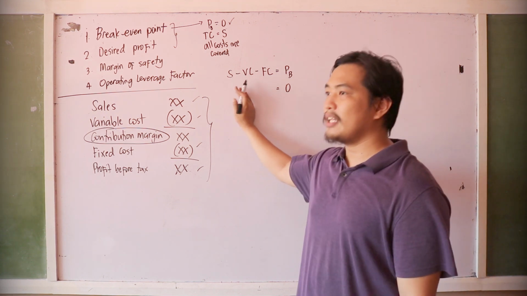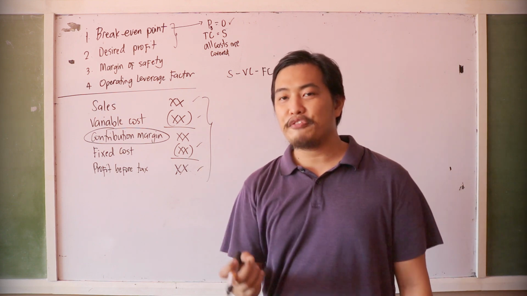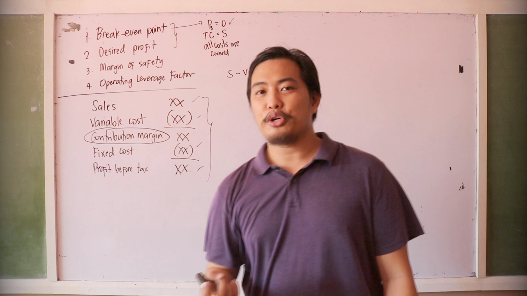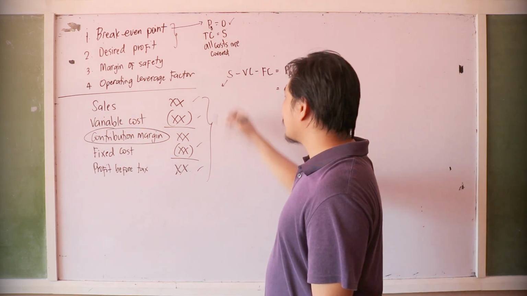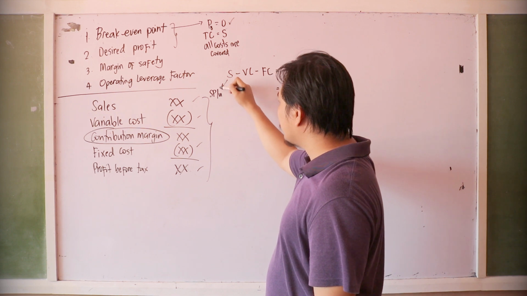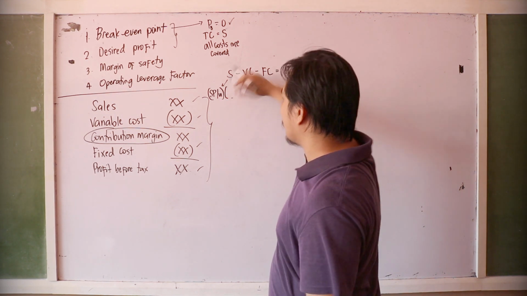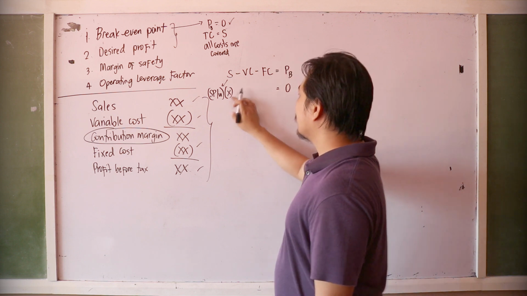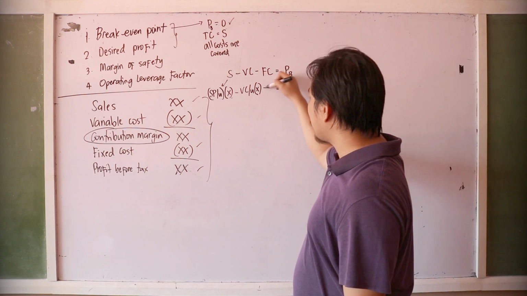And then itong sales na variable cost kasi na ito, this is total sales, this is total variable cost. So, i-express natin siya as a product of your selling price per unit and number of units, tsaka variable cost per unit, tsaka number of units. So, itong sales na ito magiging selling price per unit times your number of units. Let's call it X na lang. Okay? Minus your variable cost per unit times the number of units minus fixed cost.